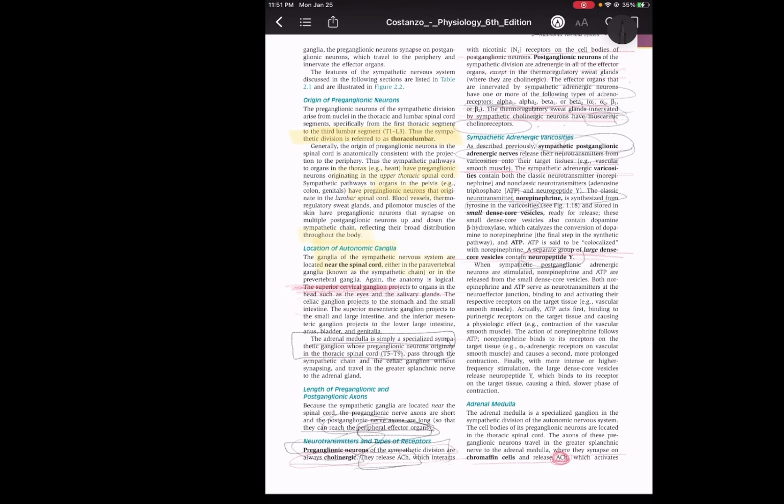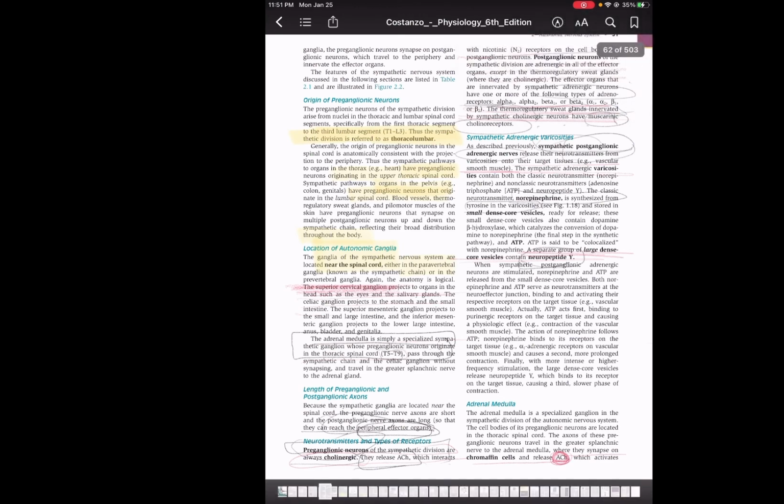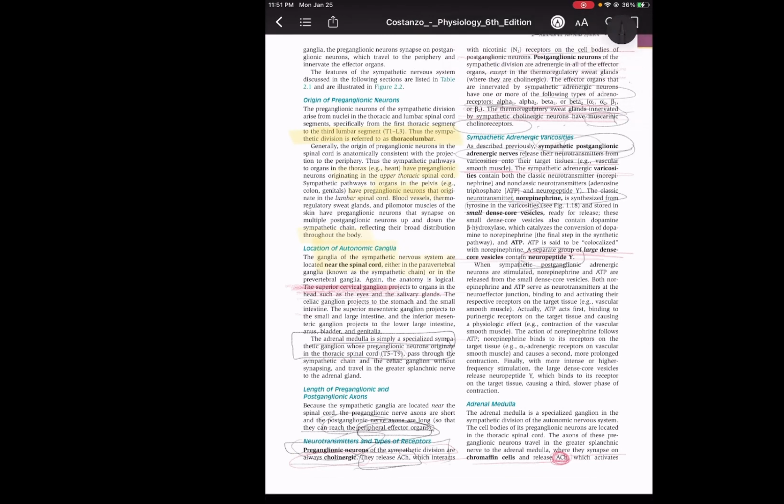So now we are coming to the adrenal medulla. The adrenal medulla is a specialized ganglion in the sympathetic division of the autonomic nervous system. The cell bodies of its preganglionic neurons are located in the thoracic spinal cord. The axons of these preganglionic neurons, which I told you are from CNS to ganglia, travel in the great splanchnic nerve to the adrenal medulla, where they synapse on chromaffin cells.